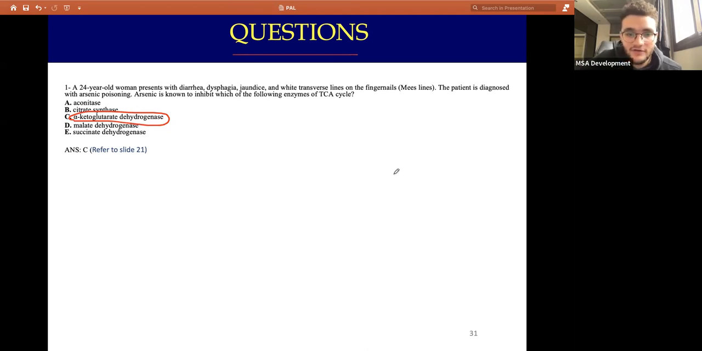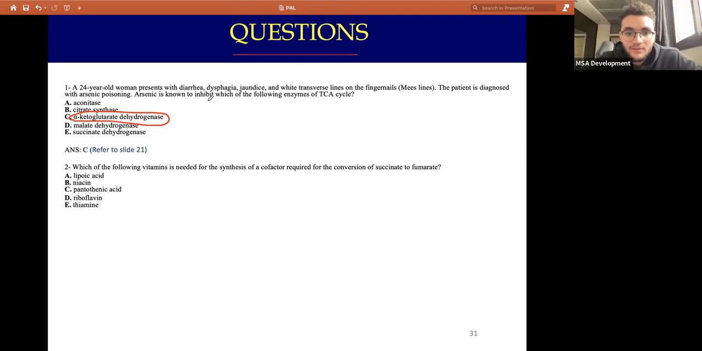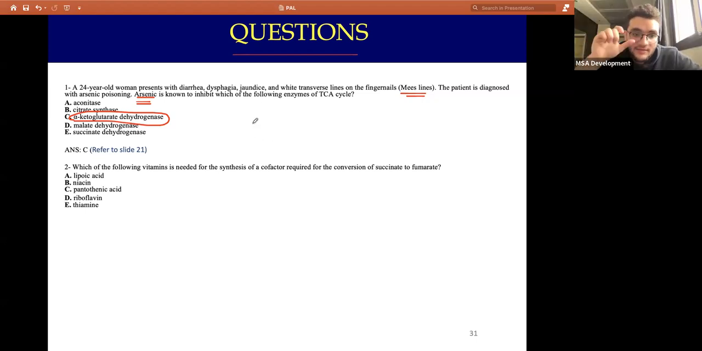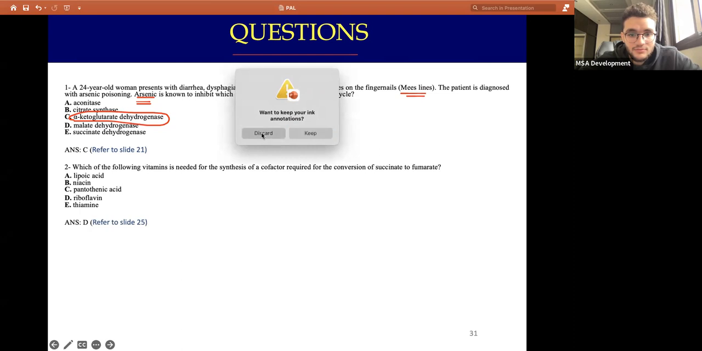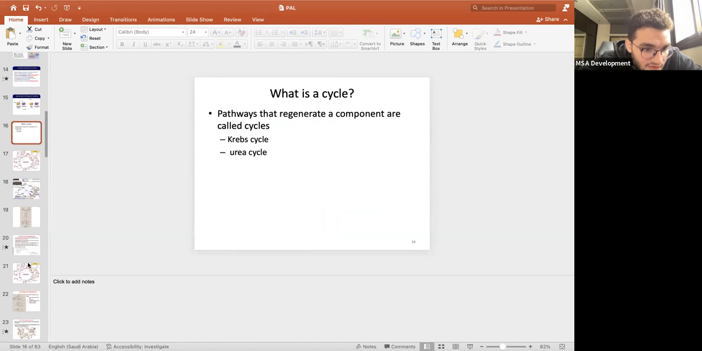Okay, if you don't understand, let me know again. Can you re-explain it? Yes, sure. Remember when I emphasized arsenic and the Mees lines? We said arsenic inhibits lipoic acid, right? Wait, I'll show you. Inhibits lipoic acid, slide 21.